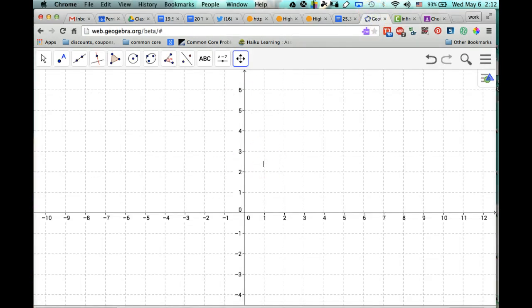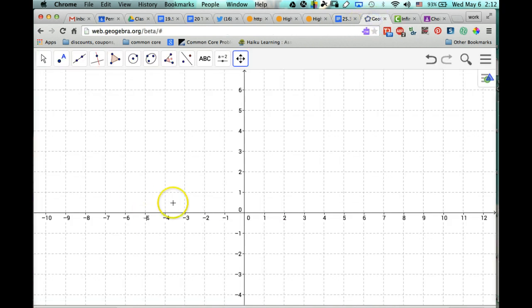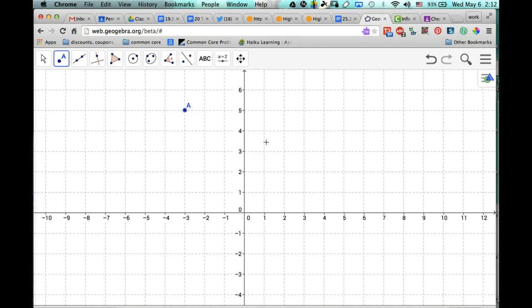And what I'm going to do is, I have no idea what the question is talking about. But when I look at the question, I know that they gave me 4 points right here. Okay? So I'm going to plot them. Alright, so there you go. P is at -3, 5. So that means starting from 0, I go to the left by 3. And then I'm going to go up by 5. And now I'm going to click on this because that's what a point is.